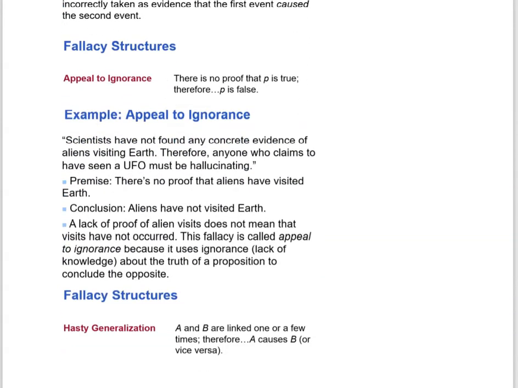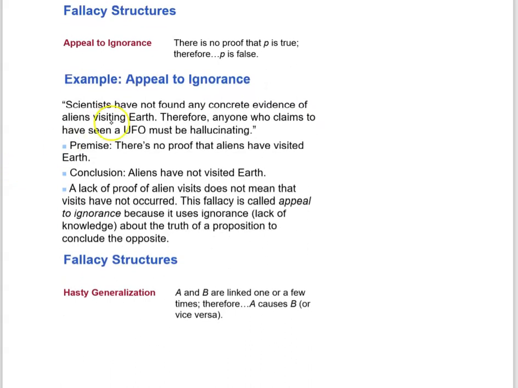Okay, appeal to ignorance. There is no proof that P is true, therefore P is false. Basically they use the example of aliens. Scientists have not found any concrete evidence of aliens visiting Earth. Therefore, anyone who claims to have seen a UFO must be hallucinating. Well, the premise is no proof that aliens have visited the Earth. The conclusion, aliens have not visited the Earth. Well, a lack of proof of alien visits does not mean that visits have not occurred.